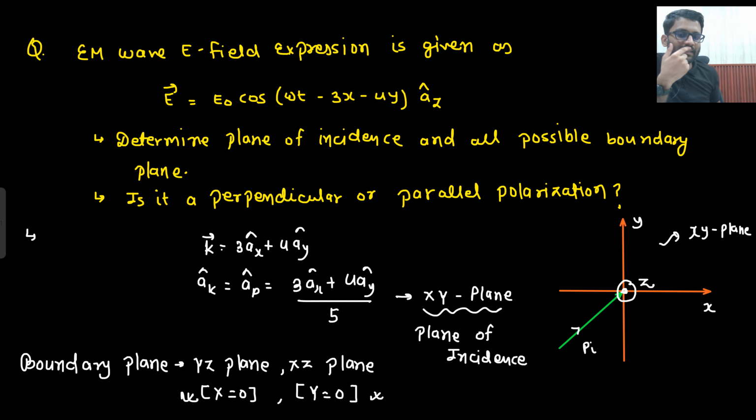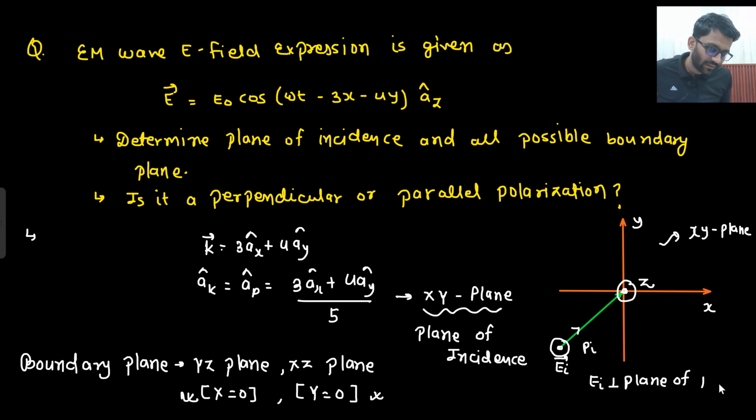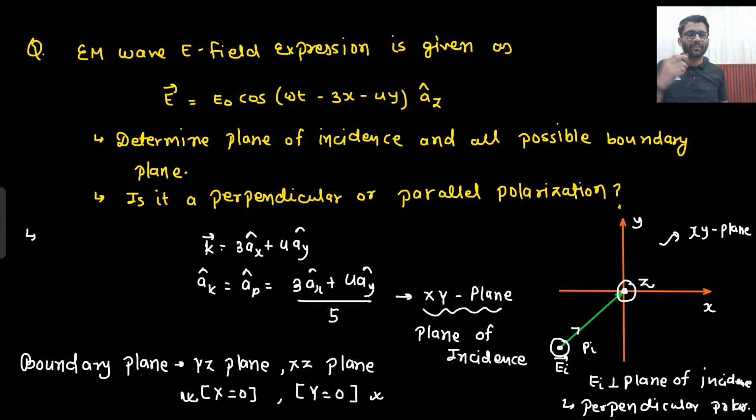So now you let me know whether it is a perpendicular polarization or parallel polarization. How would you think? This is my EM wave. Where is my electric field? My electric field is in the Z direction. So this is my electric field, right? My electric field is perpendicular to the plane of incidence. So which kind of polarization is that? Perpendicular polarization. This is perpendicular polarization because the electric field is perpendicular, right?